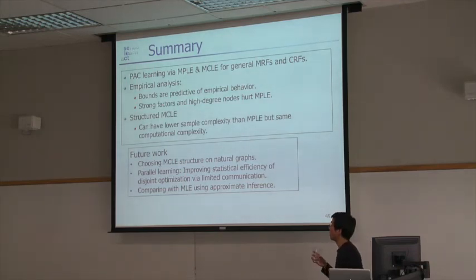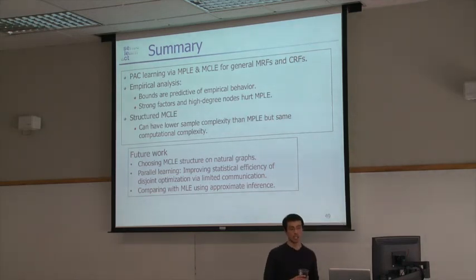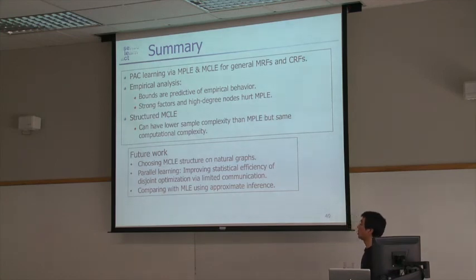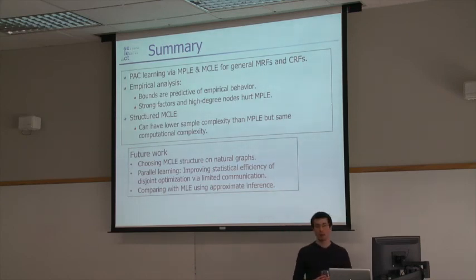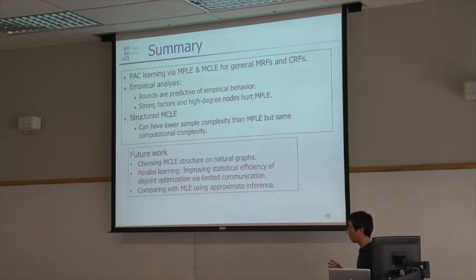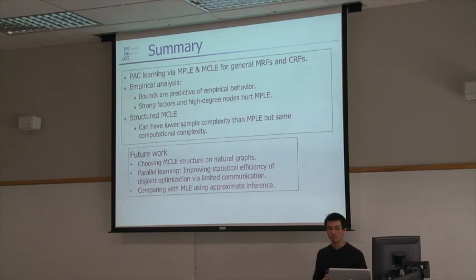It'd be interesting to see if you could improve the statistical efficiency of disjoint optimization via limited communication. So not doing the full, potentially expensive, joint optimization of pseudo-likelihood or composite likelihood, but instead estimating each of these components separately, but with some very limited communication in order to improve the sample complexity. And then it would also be interesting to look both empirically and theoretically more at how these different estimators compare with trying to optimize the log likelihood where you estimate things using approximate inference. Now, there has been some theoretical work showing connections between these, but it'd be interesting to examine that further.